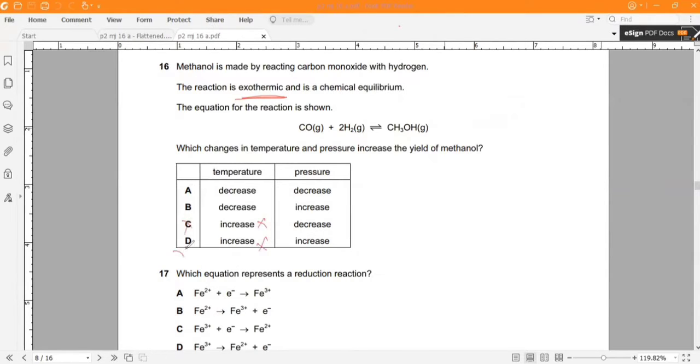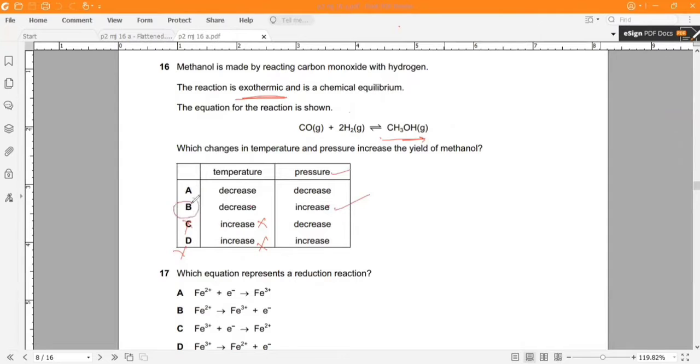That means options C and D are not right. The answer can be either option A or B. I told you that low temperature will favor the forward reaction. Forward reaction means towards the right side. Right side means there is methanol, so the production will be more. That is why temperature must be decreased and pressure must be high, that means increased. So option B is the right answer. Okay, it is clear.